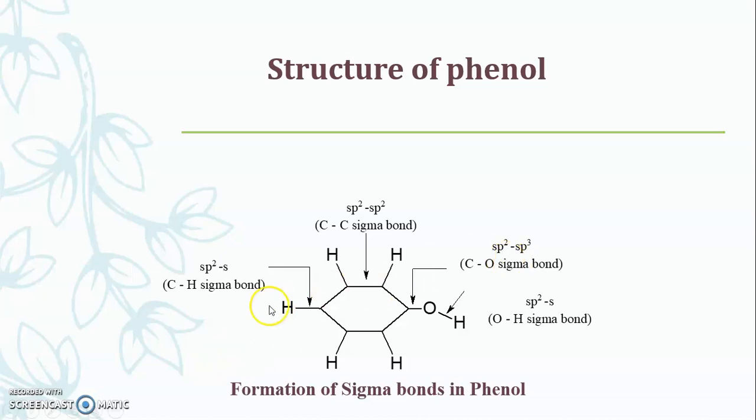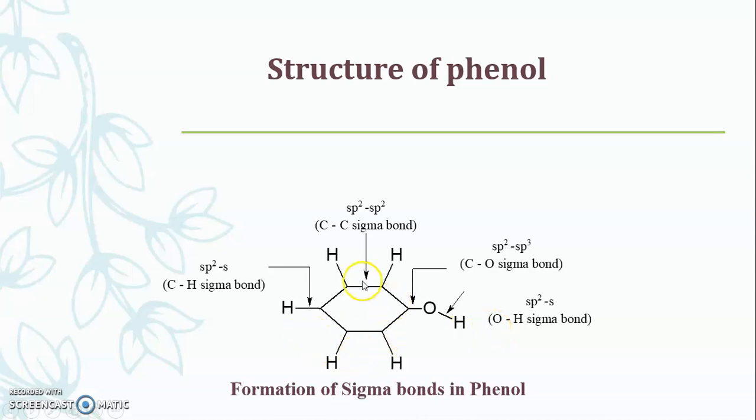As you see over here, there are four different types of sigma bonds formed in phenol. One is between carbon and hydrogen, second is between carbon and carbon, third is between carbon and oxygen, and the fourth is between oxygen and hydrogen.